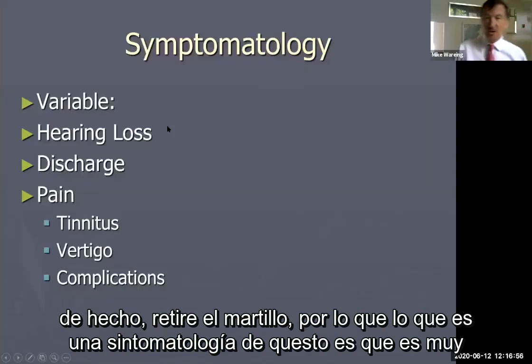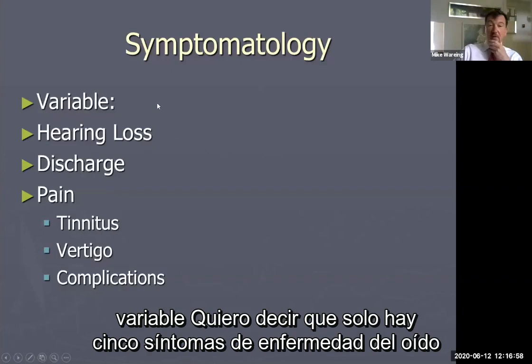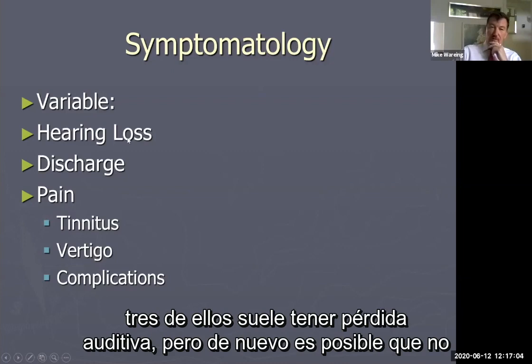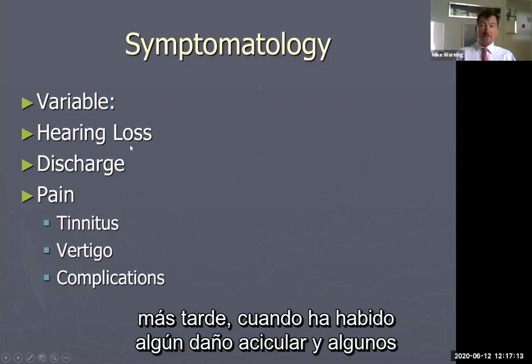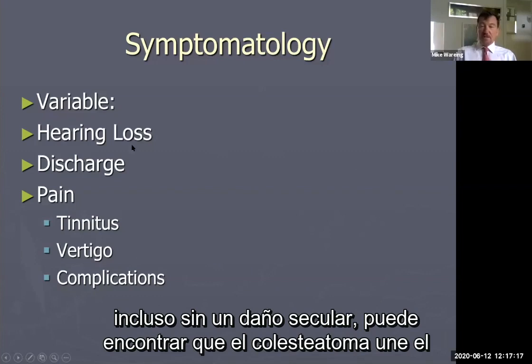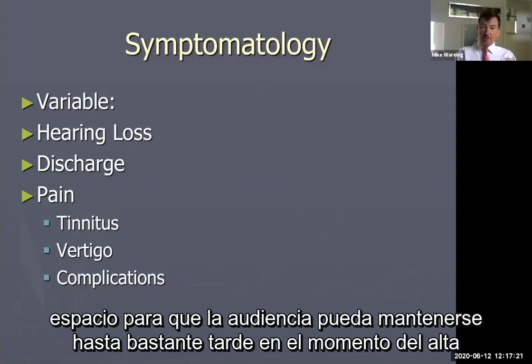So what's the symptomatology of cholesteatoma? Well, it's highly variable. There are only 5 symptoms of ear disease. Usually you get 3 of them. You usually get hearing loss, but again, you may not. Patients with cholesteatoma may have their hearing quite well preserved until later on when there's been some ossicular damage. And sometimes, even without ossicular damage, you may find that the cholesteatoma bridges the gap so that the hearing can be maintained until quite late on.